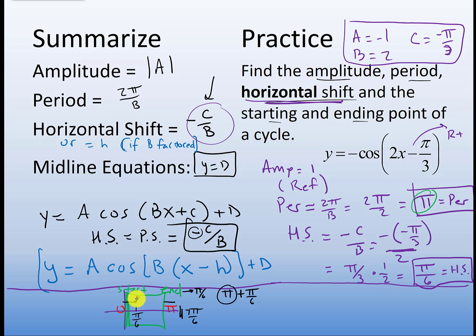So the new box is going to be here. It's gotten shifted over. It has a new start and a new end. So the start we already have. That's the shift, pi sixths. The end is going to equal the period, whatever the period is, because that would be the length of the box, plus the new starting point, which is going to shift it over. In this case, it would be pi plus pi sixths, which equals 7 pi over 6. So there we took care of all the details.